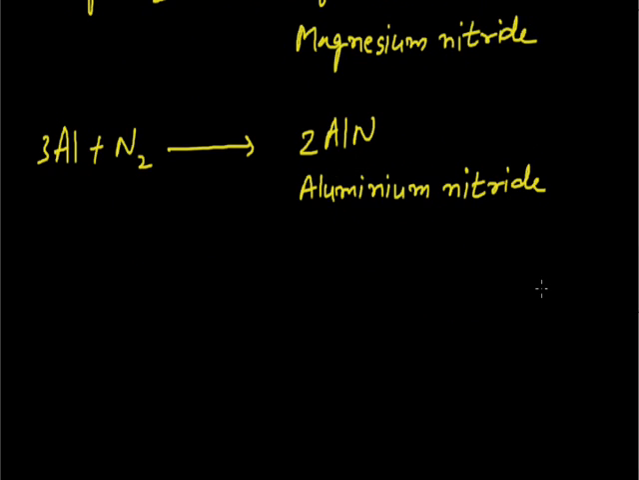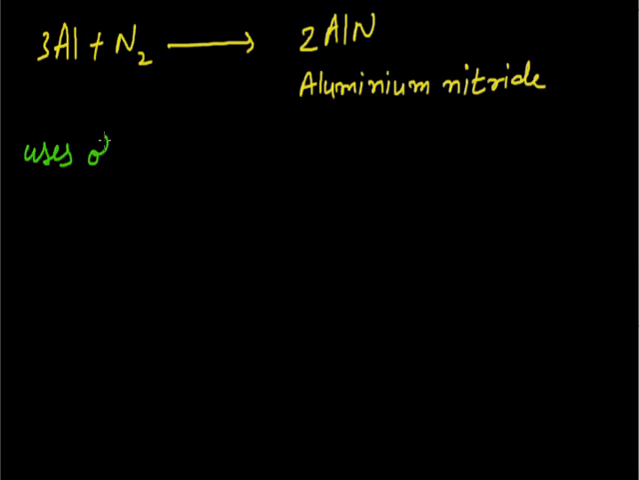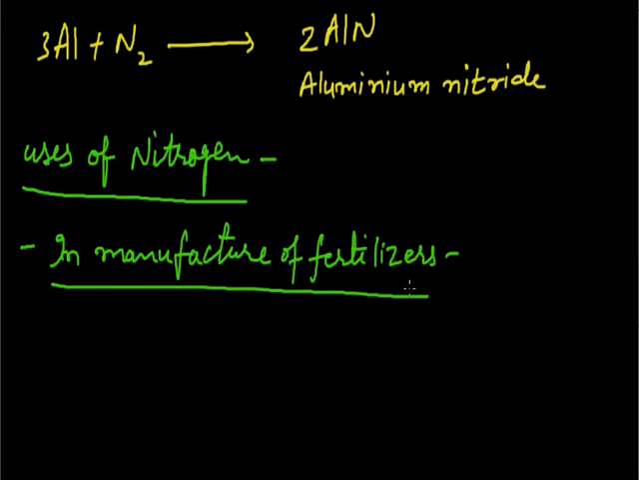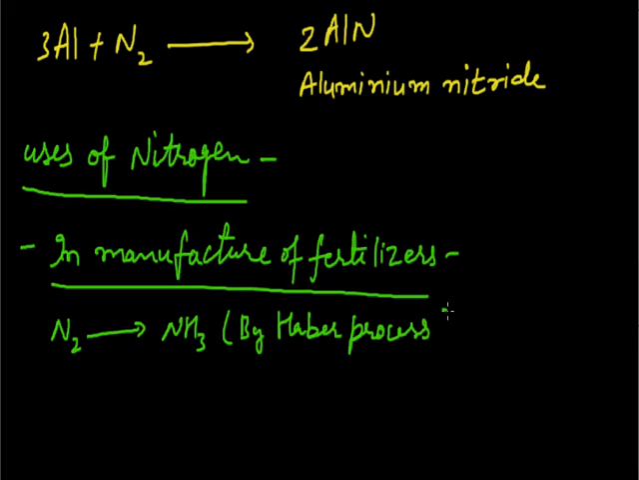Now we'll discuss some important uses of nitrogen. Nitrogen is used in the manufacture of fertilizers. First, nitrogen is converted into ammonia by Haber's process. Then this ammonia is used in the manufacture of fertilizers like urea, ammonium sulfate, calcium ammonium nitrate and calcium phosphate.